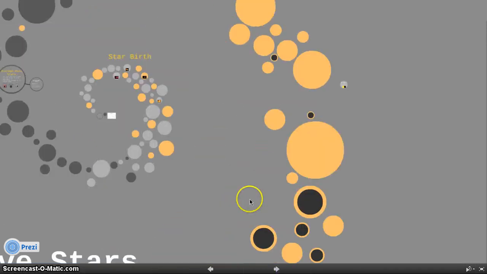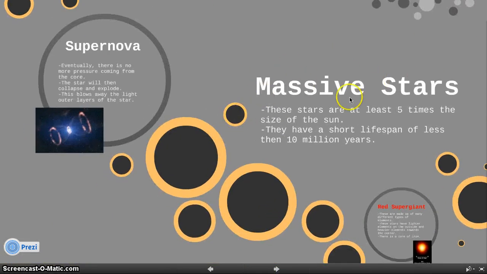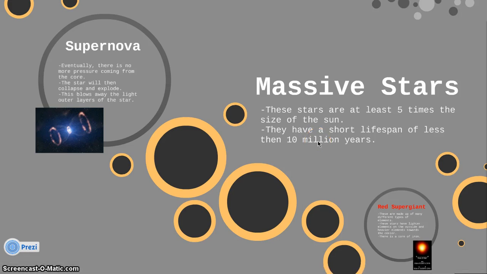So now that that is out of the way, we're going to be talking about massive stars, which is the other group I talked about before. So massive stars and then average mass stars. Massive stars are at least 5 times the size of the sun. They have very, very short lifespans, less than 10 million years, which is very short in the whole timeline of the galaxy. And the way I like to picture massive stars versus average mass stars is by fires. So let's say you have a normal fire in your fireplace.